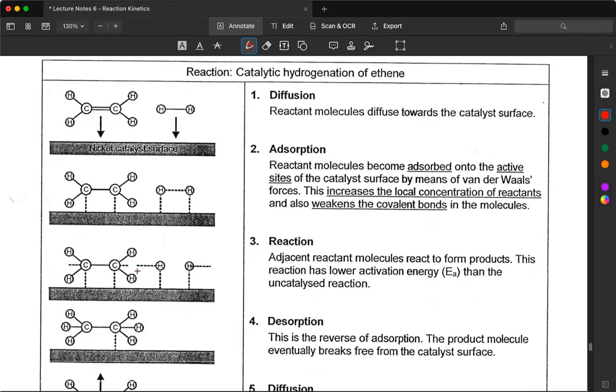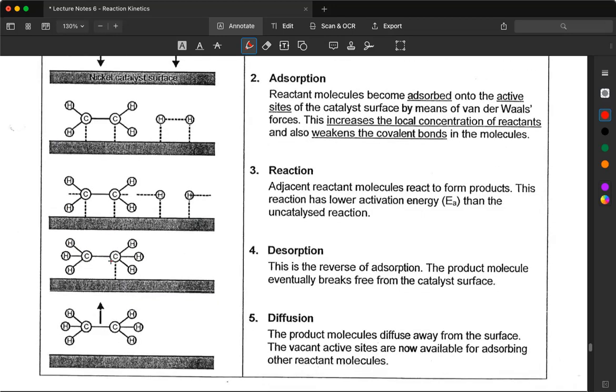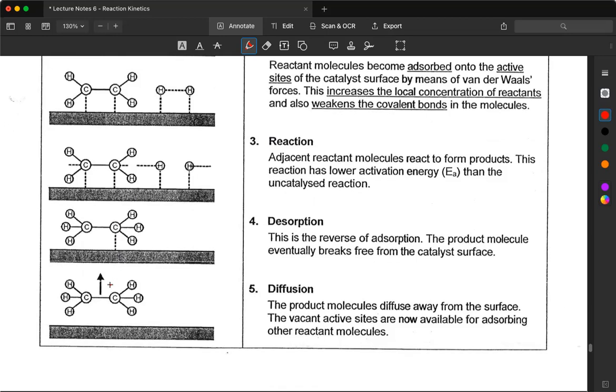So the adjacent molecules will just react to form the product. Bonds break between here, bonds form, something like that. The double bond breaks between the carbon, and it forms a bond to CH. Okay, transition state. Then there will be desorption, which is the reverse of adsorption, where the product molecules are formed and break free from the catalyst surface, and another reactant molecule can come onto the surface of the catalyst and repeat the process.